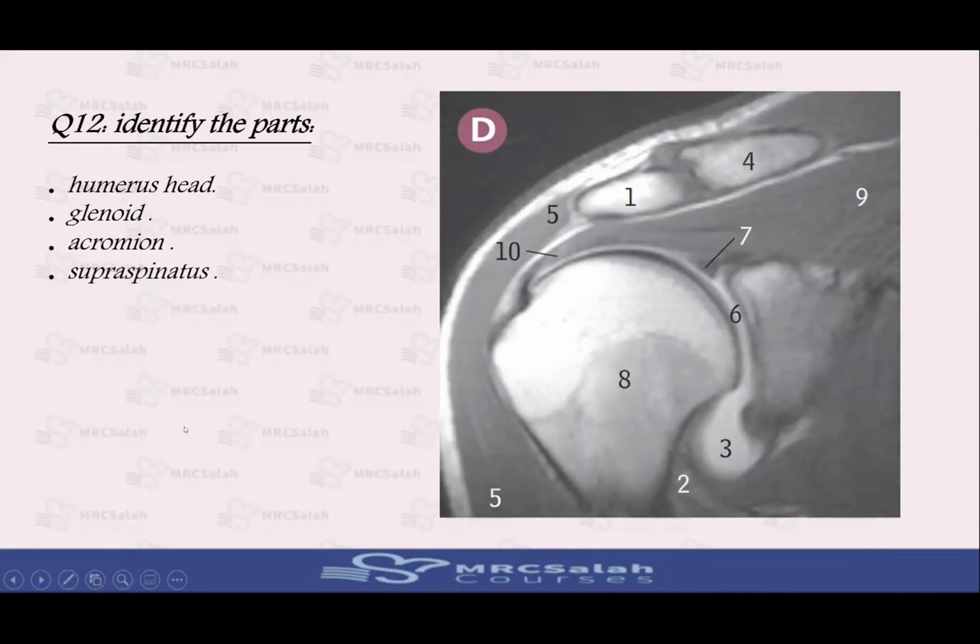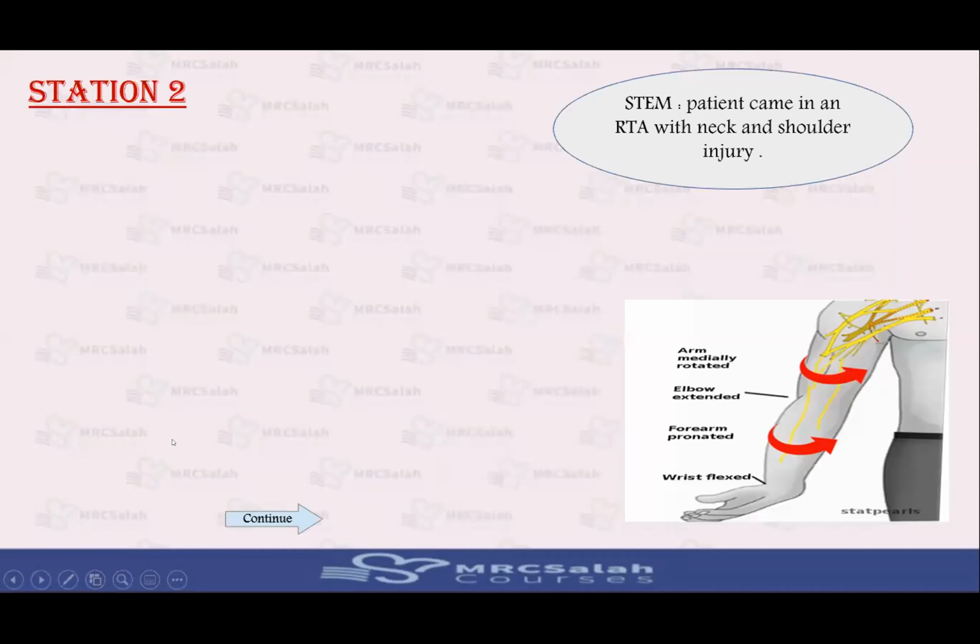Supraspinatus muscle is 9 and tendon is 10. Deltoid muscle, it's number 5. Okay. This is the last question I have in this station. Great job, both of you. Yeah, they did great, by the way.